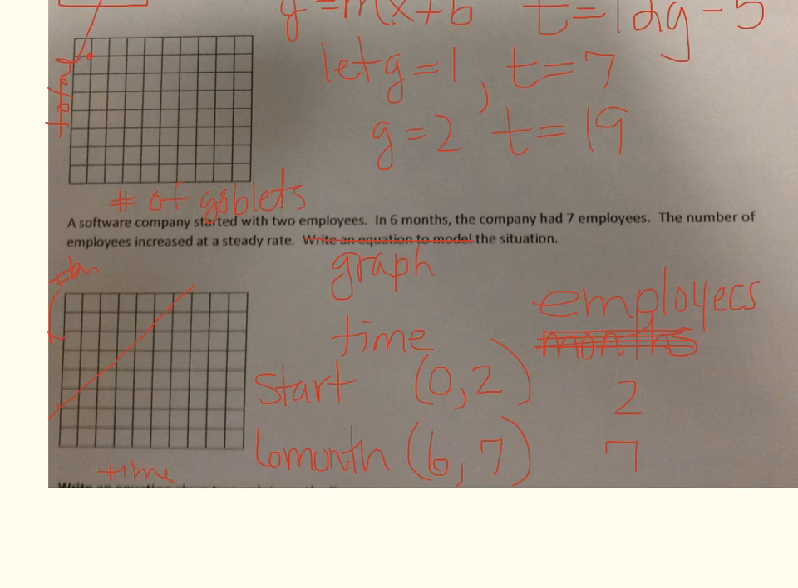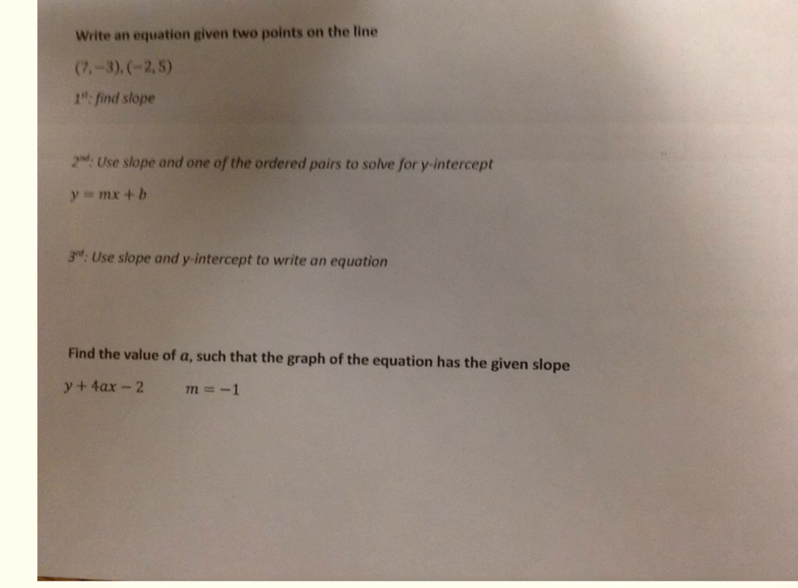Okay, I'm able to draw a straight line because, Tristan, you see right here it says it increased at a steady rate. That's why I'm able to draw a straight line. Okay, last set. All right, write an equation given 2 points on the line. This is probably the most challenging thing that we're going to do. I broke it up into 3 steps.